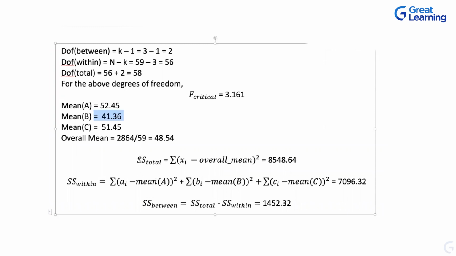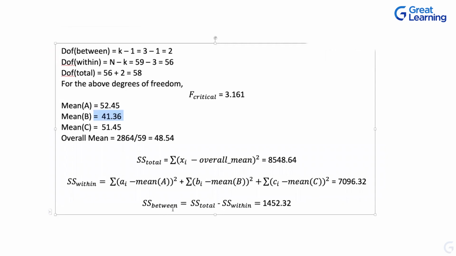Now you call it the sum of squares total. The same way you calculate the means, xi minus overall mean. Xi is each of the 59 values that are there, minus the overall mean, which is your 48.54, square and add up all of those. The sum of squares comes to this particular value. This is the total. Then you calculate within for group A, group B, group C, you calculate the mean differences and square and add them up, the sum of squares. This is what you get.